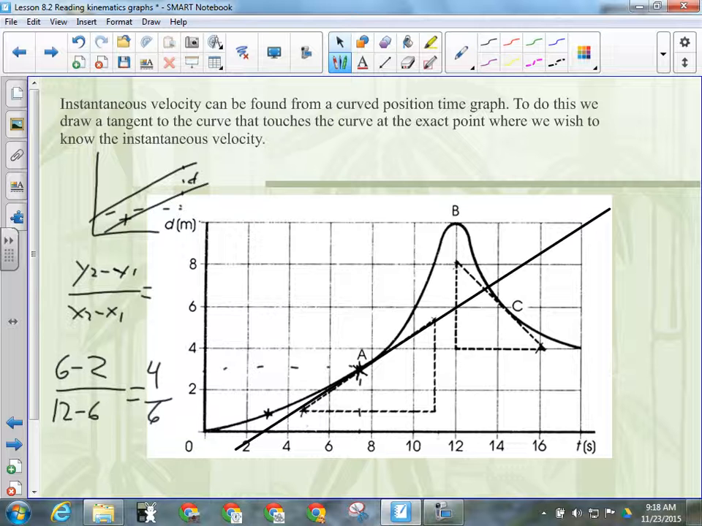Everyone all right with how we did that? All right, what's the instantaneous velocity at point B?